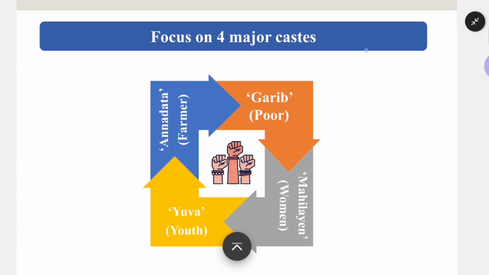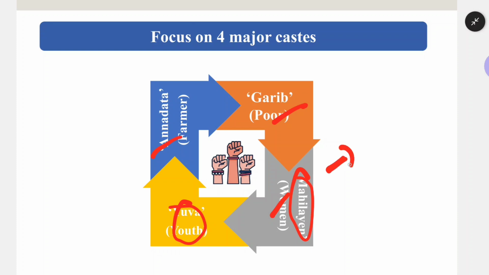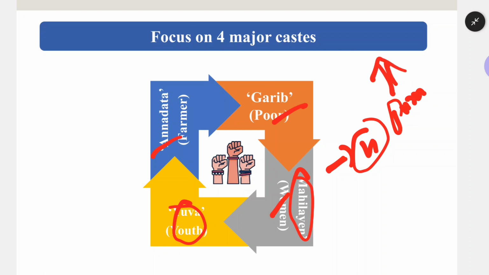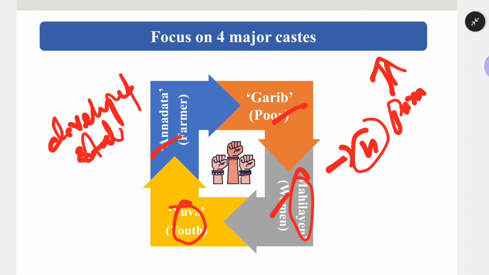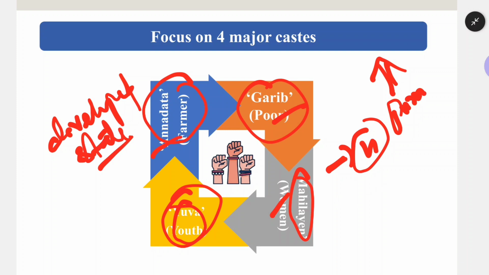So a little bit of revision on it. Already we have completed: there are 4 castes which the government of India is promoting. One is farmers, Gharib, Mahila, that is women, and Yuva. These are the 4 important pillars to pursue Viksit Bharat. Means if you want to see India as a developed state, what the government is planning is, we have to develop these 4 castes. Then we can make India a developed state.